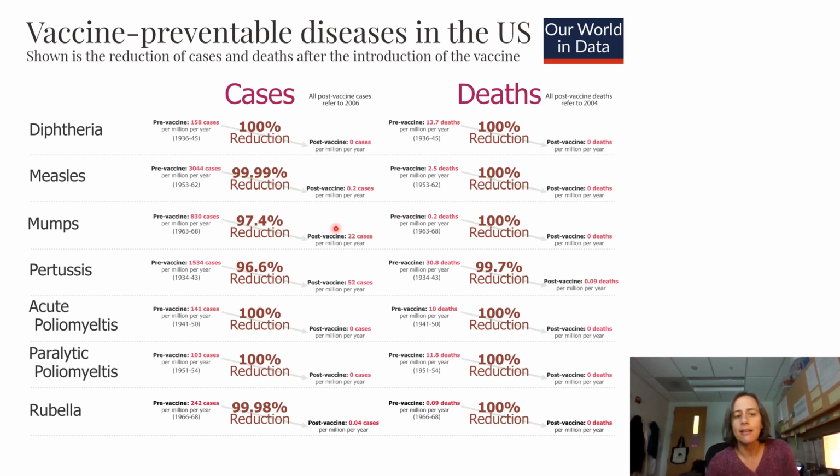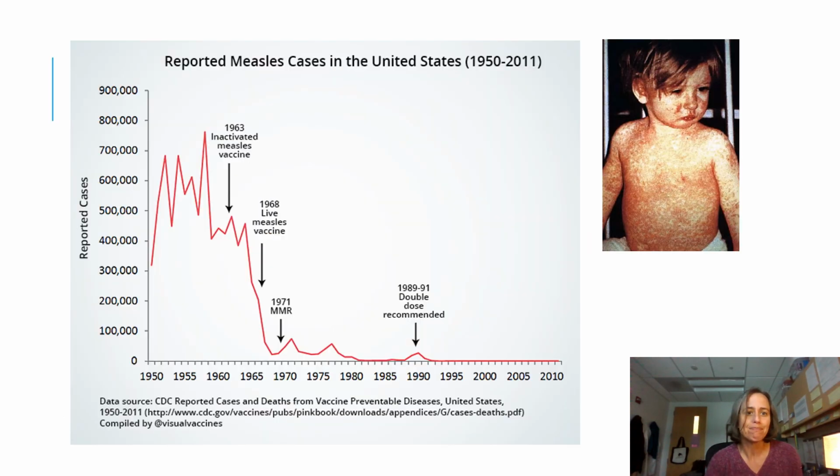All right, so again, look at mumps. We've almost absolutely eradicated it. Pertussis, huge reduction. Polio, gone, right, from the United States. It's amazing. This is another type of polio, rubella, which is German measles. So huge, these are incredible success stories of vaccination, and the reason why you almost certainly have never had any of these infections. So this is another way to kind of look at that trajectory.